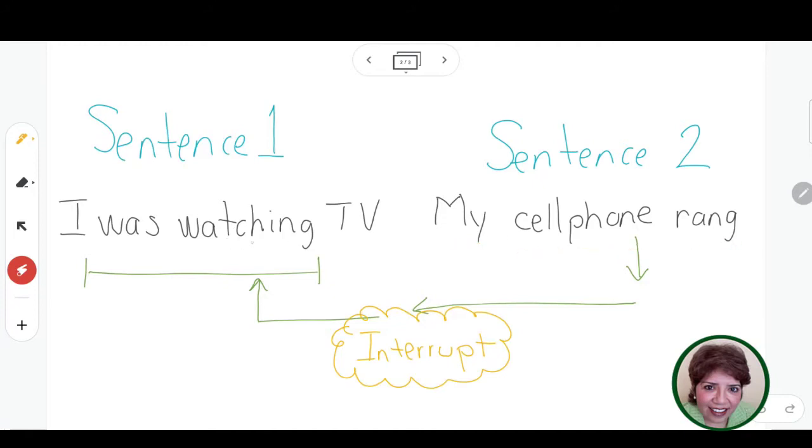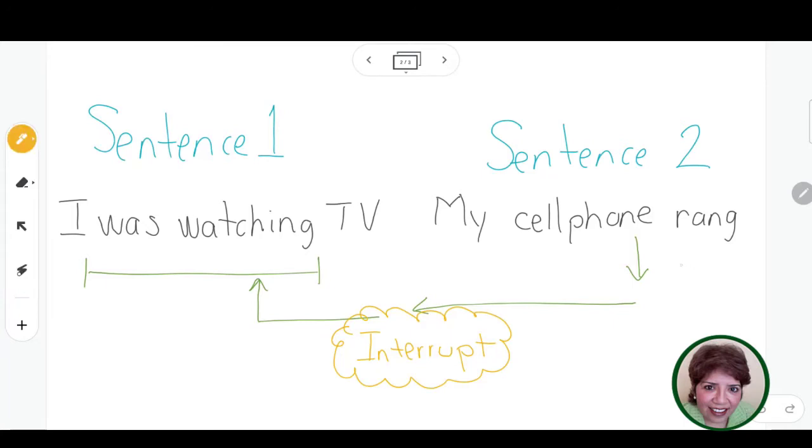So sentence number 1 is in past continuous because you were watching TV for a period of time. Maybe you started to watch TV at 1 p.m. and you stopped doing this activity at 2 p.m. Yes? That's the reason this sentence is in past continuous. The cell phone rang. This sentence is in simple past. Remember, rang is the past tense of the verb ring.